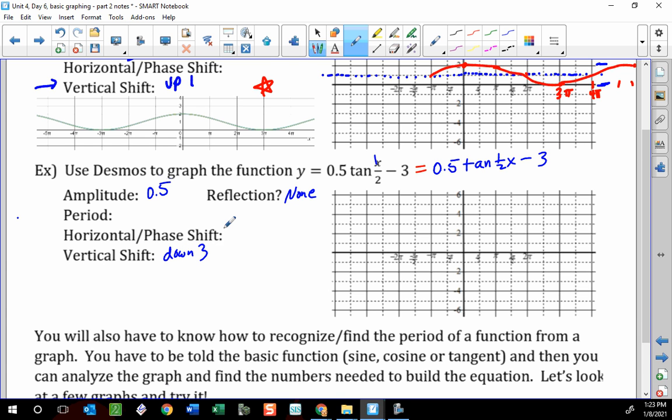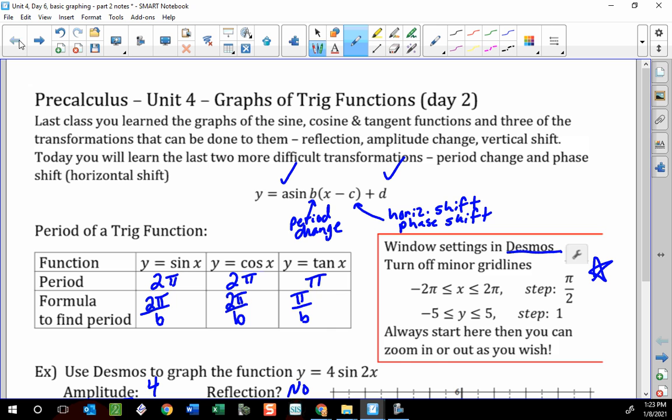Okay, a phase shift, a horizontal phase shift. There's nothing like that going on here yet because there's nothing with the x. This minus 3 is after the problem, so there is none of that yet. All right, but the period change. Period change is significant here because the period of a tangent used to be pi. So remember these formulas that we have right here.